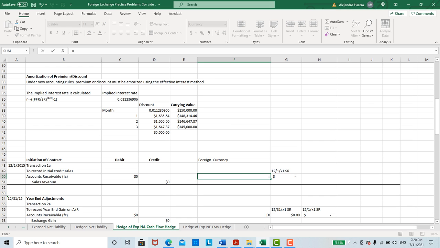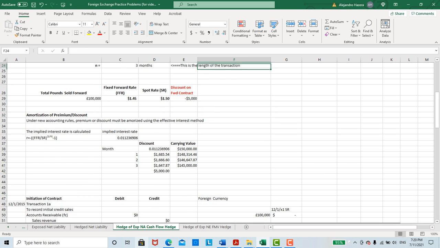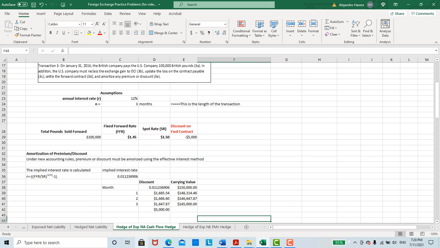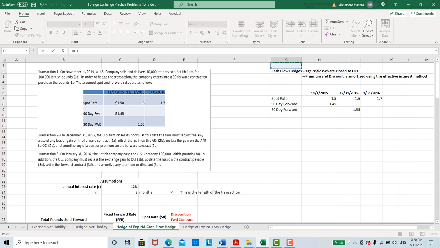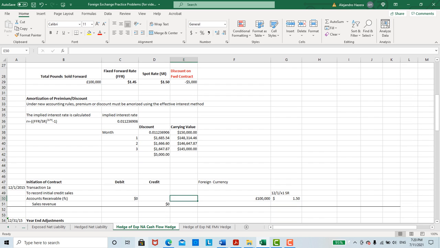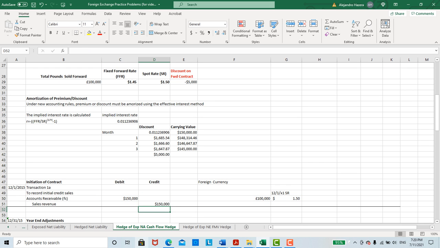The amount of foreign currency, we can just go up here, is $100,000, and I'm going to see if I can use this table here. Initially, this is the spot rate. The spot rate is $1.50. So the initial value of your accounts receivable is 100,000 British pounds times $1.50, or $150,000 for that amount.